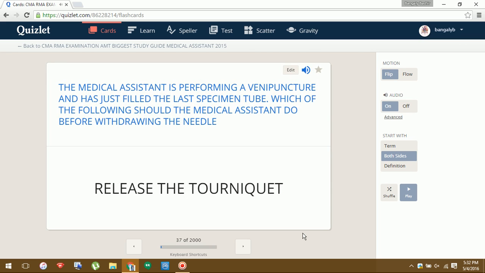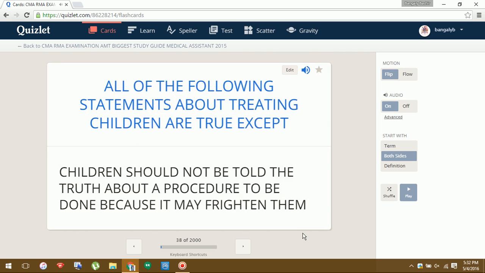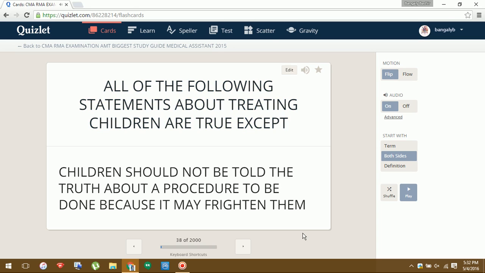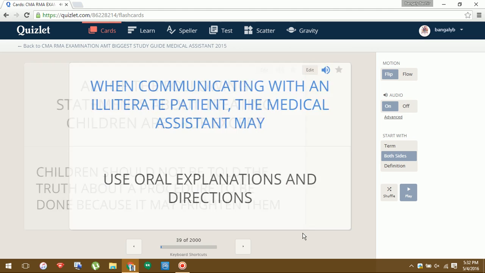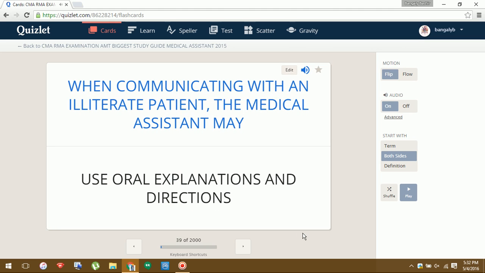The medical assistant is performing a venipuncture and has just filled the last specimen tube. Which of the following should the medical assistant do before withdrawing the needle? Release the tourniquet. All of the following statements about treating children are true except children should not be told the truth about a procedure to be done because it may frighten them. When communicating with an illiterate patient, the medical assistant may use oral explanations and directions.